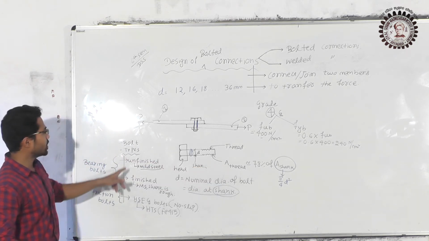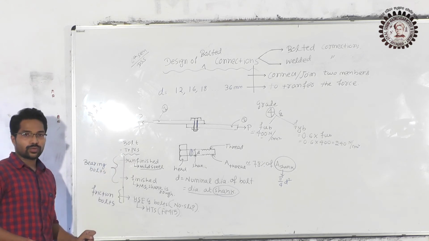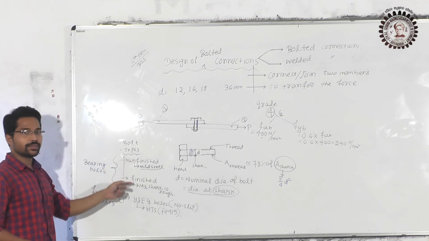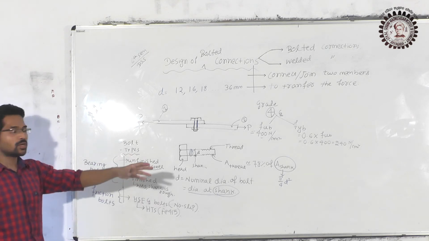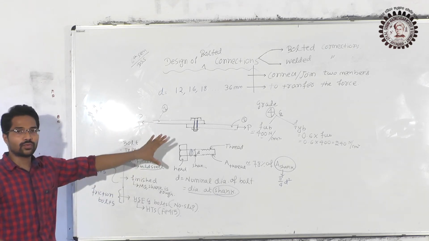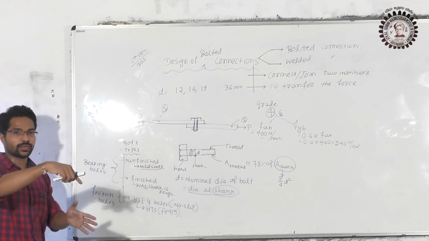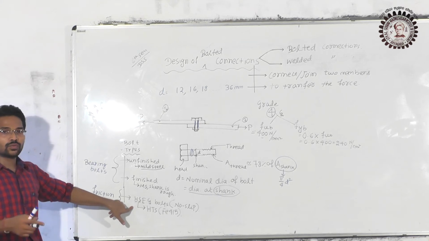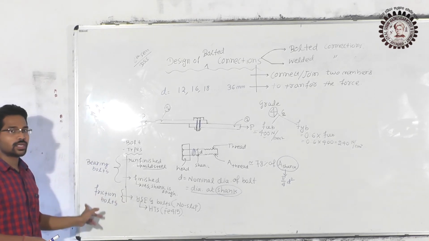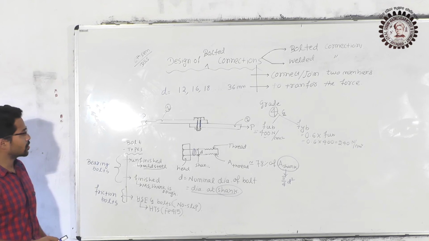Then types of bolts we discussed: 3 types, unfinished, finished and HSFG. Based on the force transfer, these two bolts transfer the force through bearing, means contact surface. That is bearing. And these bolts transfer the force through friction. So these bolts are called friction bolts.